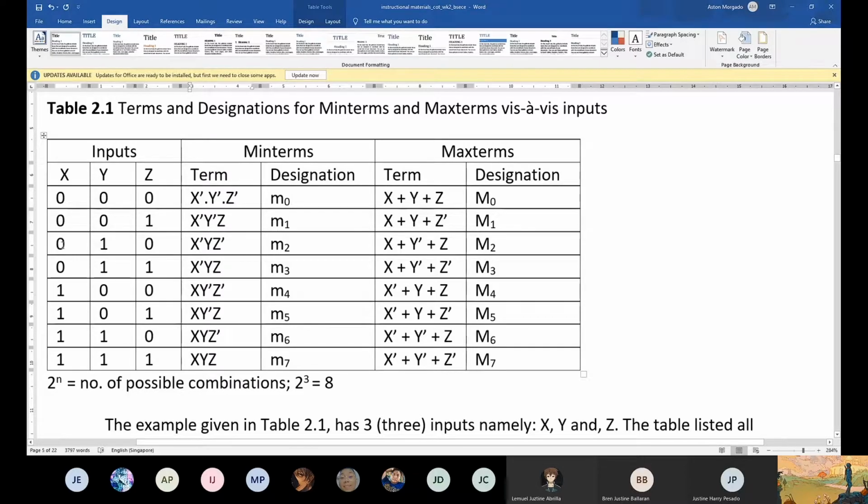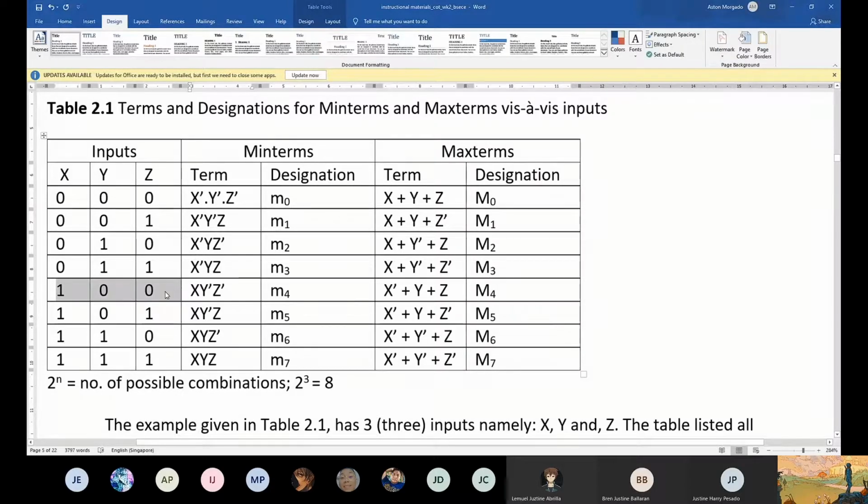Okay. How about the next input? 0, 1, 0. X is 0, so that's why it is x prime. Y is 1, so simply y. Z is 0, so you have z prime. Okay. Next, we have 0, 1, 1. So for 0, 1, 1, x is 0, so x prime. Y is 1, y. Z is 1, z.